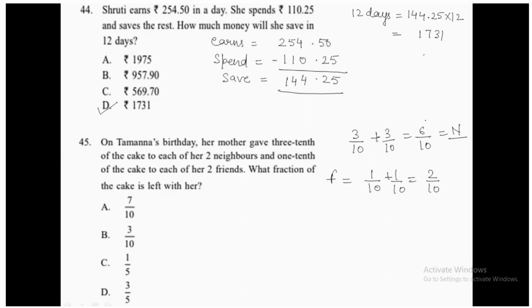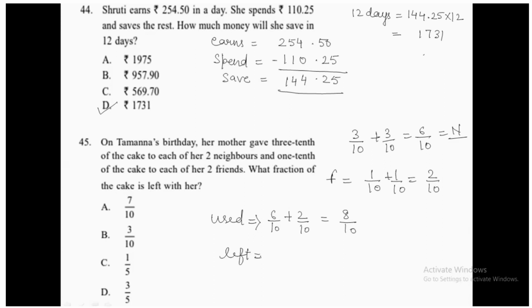So for this, first we need to find how much cake is used. Okay, so how much cake is used? So 6/10 plus 2/10, that is 8/10. So 8/10 of the cake has been used. Now we need to find the cake which is left over. Okay, so how are we going to find that?